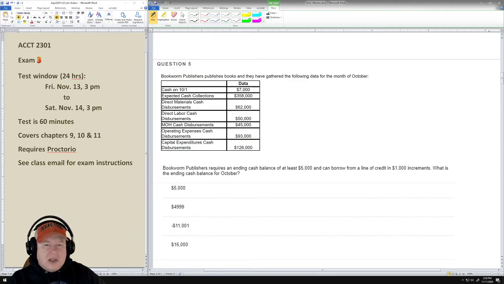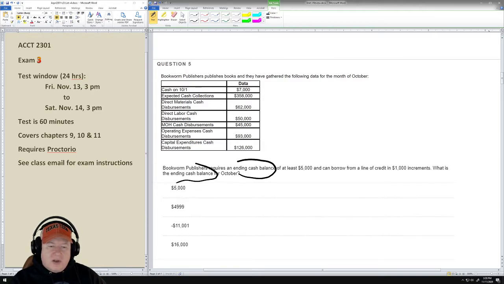Okay, this is actually a question I had the other day. Just make sure you understand what they're asking for. Here we've got a question that requires the ending cash balance. I should circle this one. They're asking what the ending cash balance is. So you have pluses, right? You have cash on hand, and you have cash you collect. These are minuses, all the disbursements, the minuses that leave.